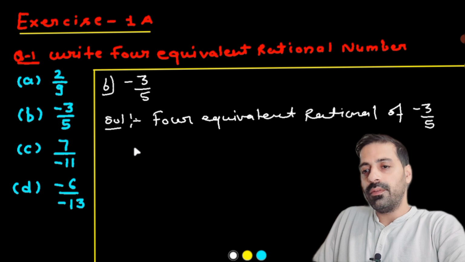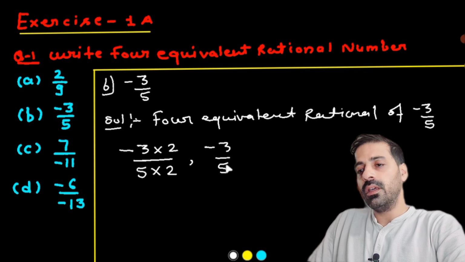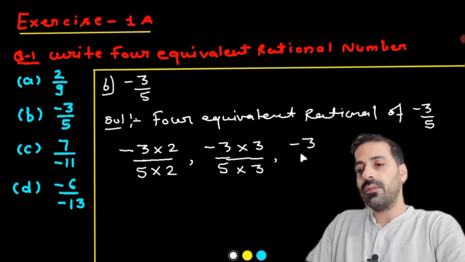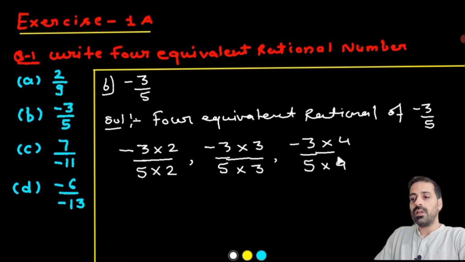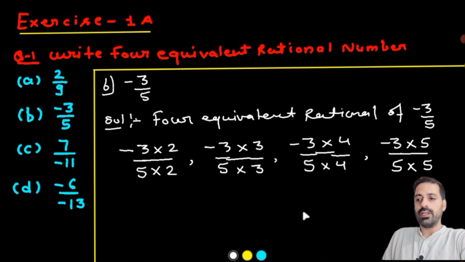Negative 3 upon 5. Here in the numerator I multiply by 2, so I have to multiply the denominator by 2. Again negative 3 by 5, this time I multiply the numerator by 3, so I have to multiply the denominator by 3. Again negative 3 by 5, this time I multiply the numerator by 4, so I have to multiply the denominator by 4. Again we have negative 3 by 5, and this time I multiply by 5 in the numerator, so I multiply by 5 in the denominator as well.